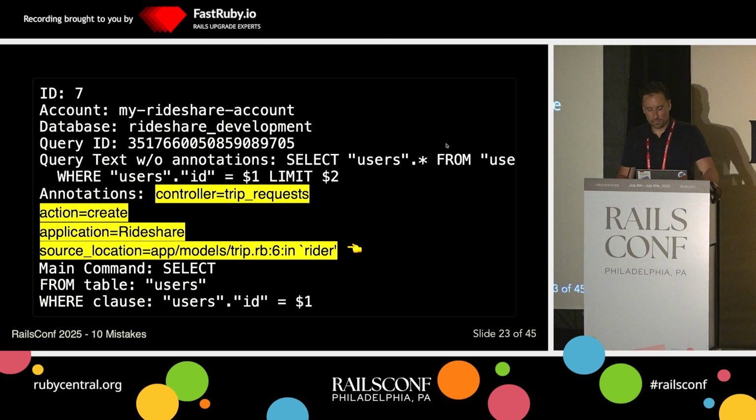So here's an example, if you haven't used those query logs, of what that could look like. Here we see the controller action and application name for where this query was generated. The query text is just above the yellow highlighted area. And then more usefully, we have the source location. So we can see the model where the query was generated, the line number, and the method name.